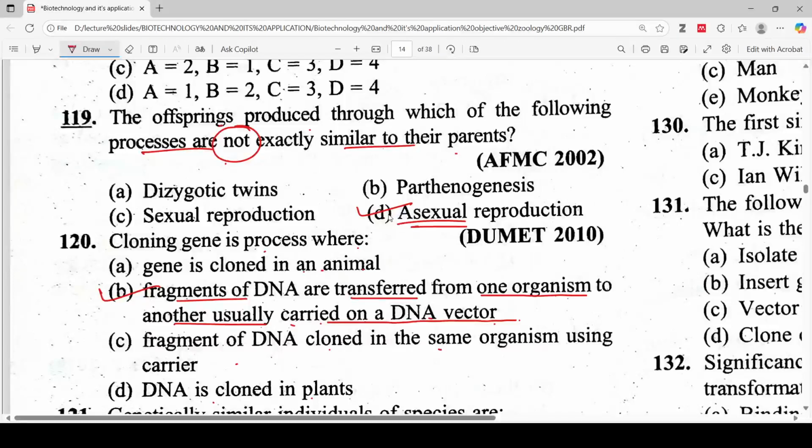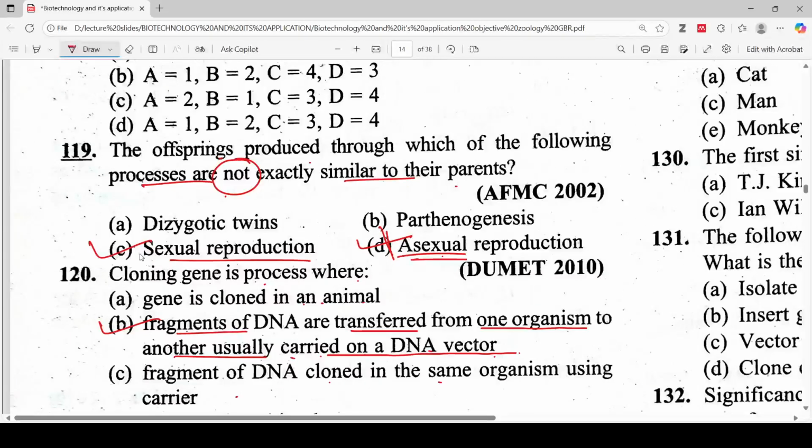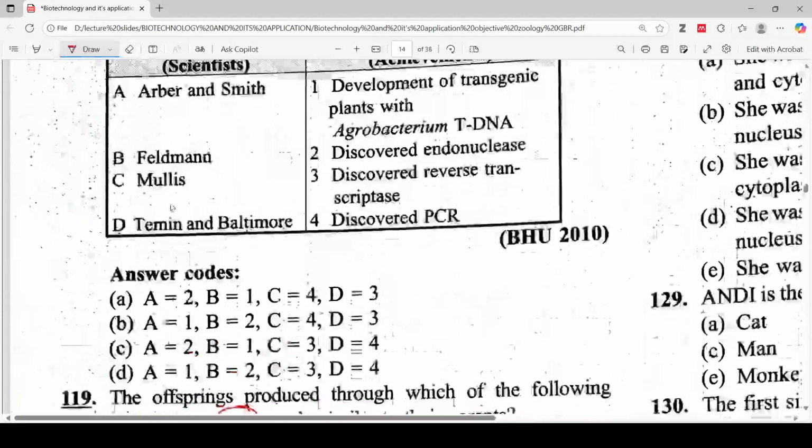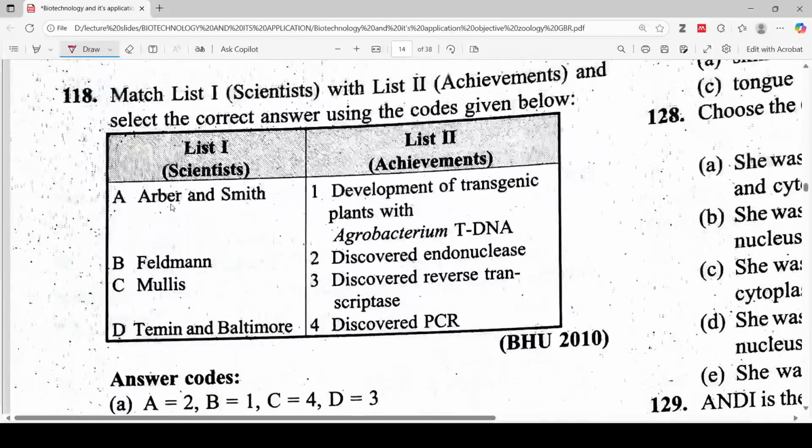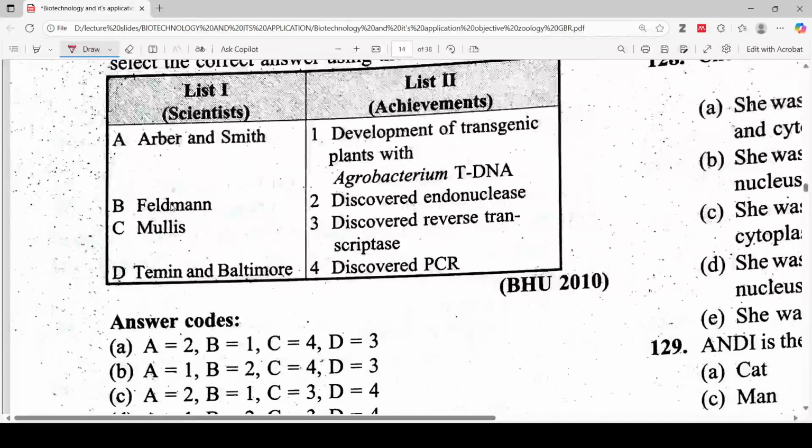So in asexual reproduction, the offspring are exactly similar to their mother. This option is not correct. In sexual reproduction, the offspring are not exactly similar, so for this question the correct answer will be option C. Next question, you have to match both columns.